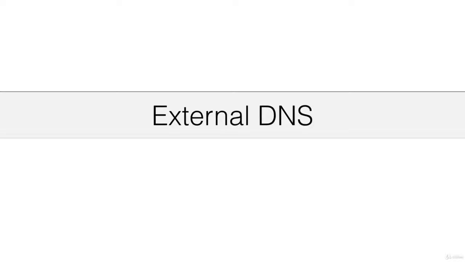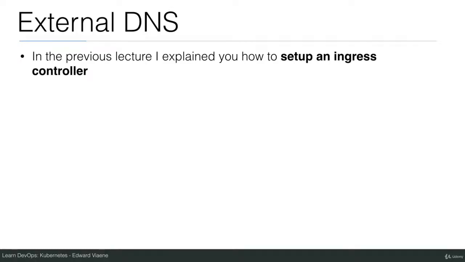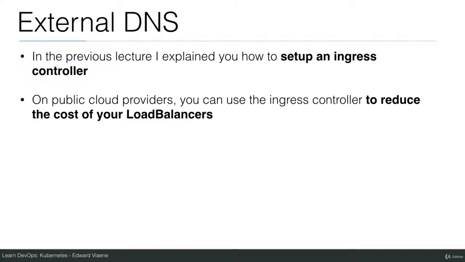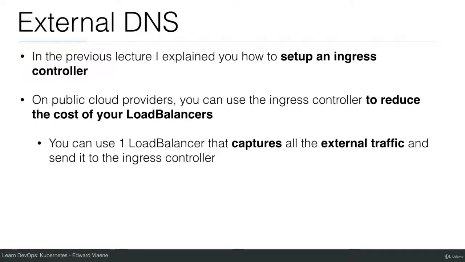Now that I've shown you how to use the ingress controller, I want to show you how to use external DNS. In the previous lecture, I explained to you how to set up an ingress controller. On the public cloud providers, you can use ingress controller to reduce the cost of your load balancers. You can use one load balancer that captures all the external traffic and sends it to the ingress controller. This as opposed to using many load balancers, one for every app.